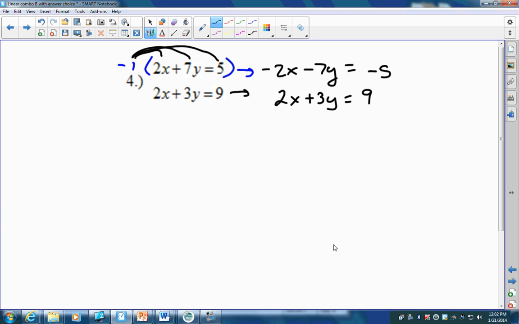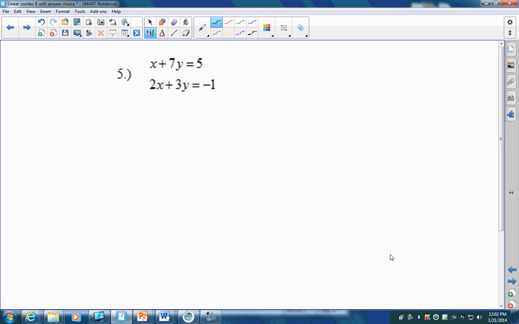Again, you will finish this, but we need to write down number 5 now. Let's go to number 5. The goal for today is to figure out what we need to multiply an equation by to make one of the letters disappear.